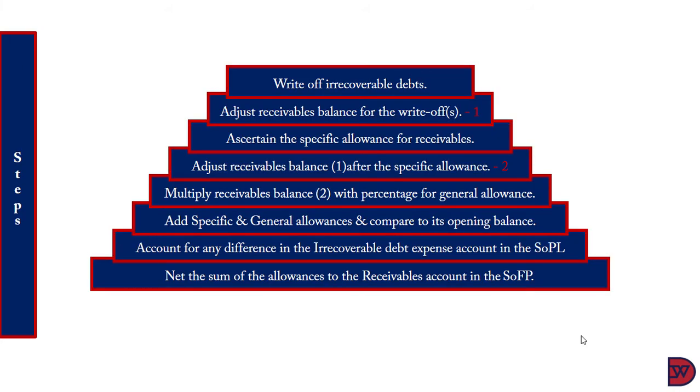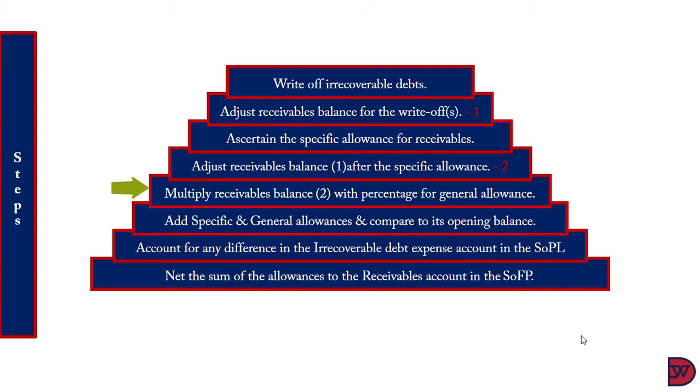Steps in calculating irrecoverable debt allowance. First, we'll write off the irrecoverable debt, as we have discussed in the earlier lecture. Then we adjust the receivable balance for the write-off. That is, we'll take the irrecoverable debt from the receivable balance at the start of the period. Now, we'll ascertain the specific allowance for receivables, if any. Then we move on to adjust the balance.